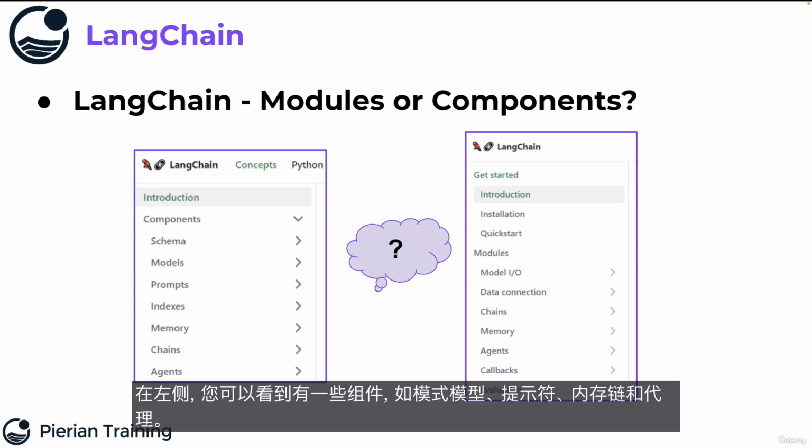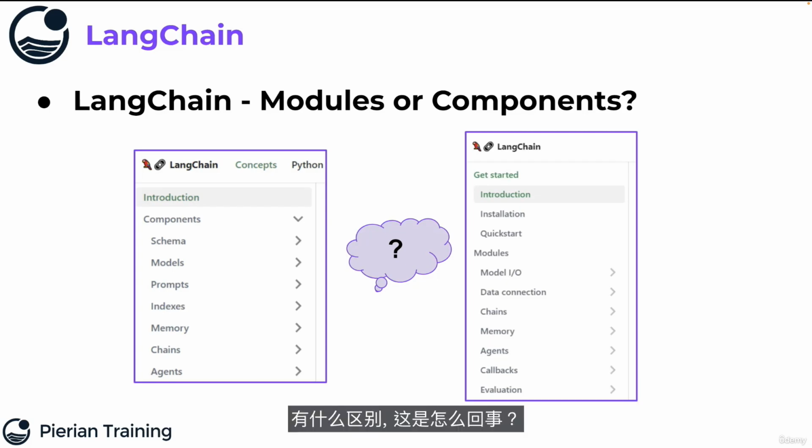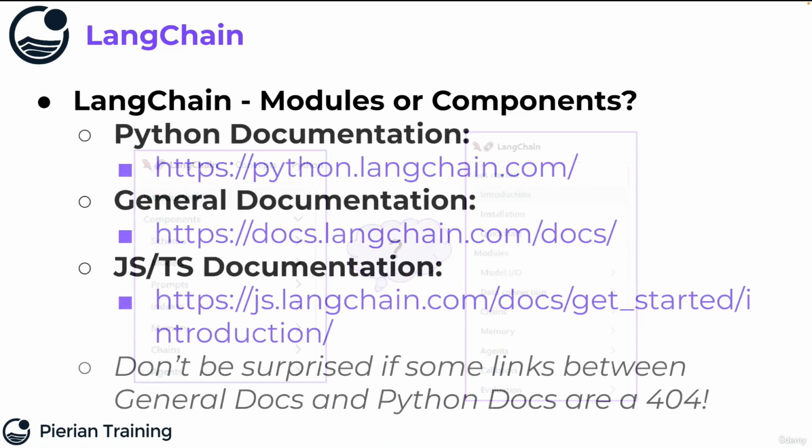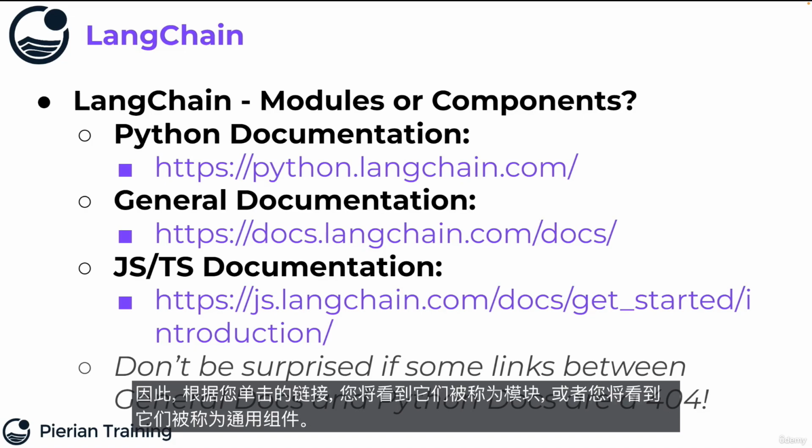On the left-hand side, you can see there's components like schema, models, prompts, memory, chains, and agents. But then on the right-hand side, you see now suddenly they're modules. There's model, data connections, chains, and then some of them have the exact same name, memory, agents, etc. So what's the difference and what's going on here? Well, one of the issues here is that LangChain is not just a Python library, but it's also in development for JavaScript and TypeScript. So depending on which link you click, you'll see them referred to as modules, or you'll see them referred to as just general components.